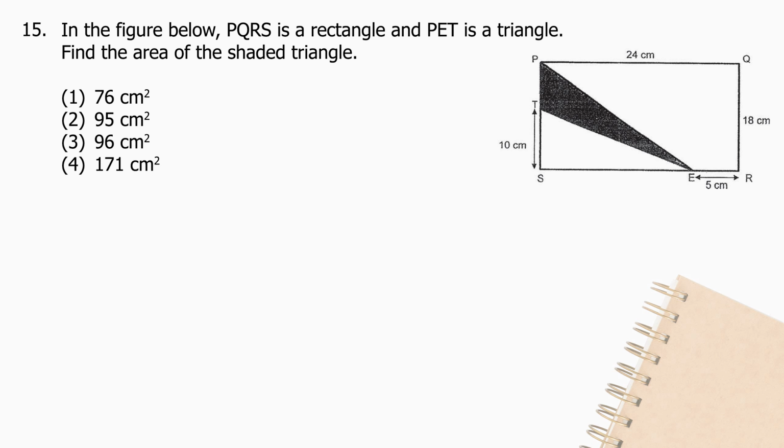Question 15. In the figure below, PQRS is a rectangle, and PET is a triangle. Find the area of the shaded triangle.